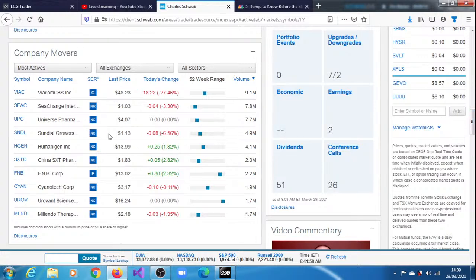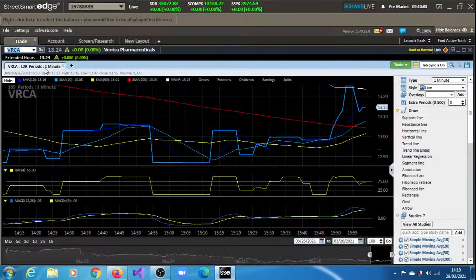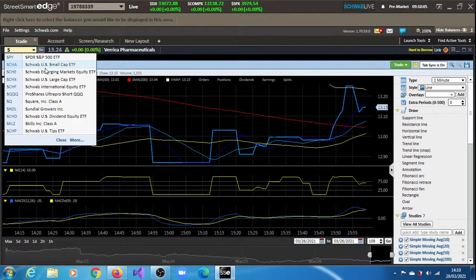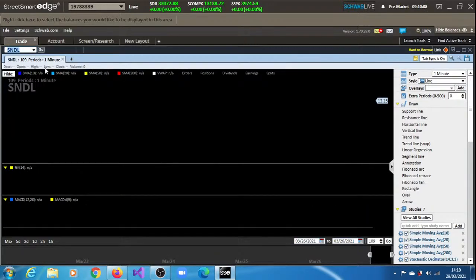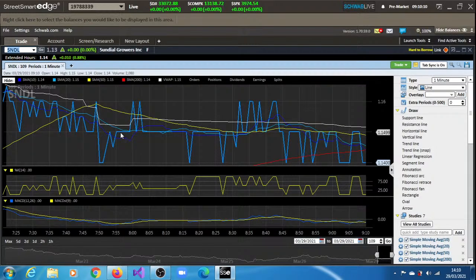Sundial, it lost 6.56% in, I believe, the last trading session. Let's look at what's going on with it. At the moment, Sundial is just slightly up 0.88%.